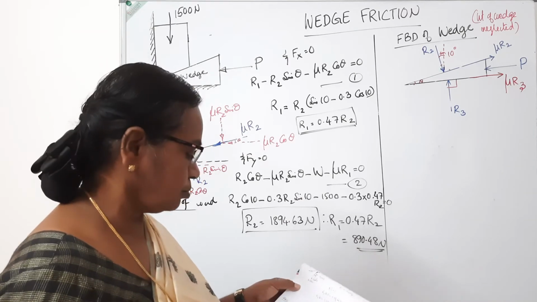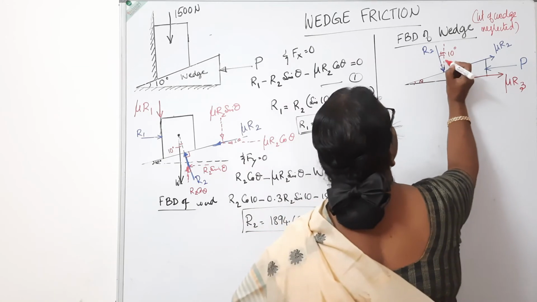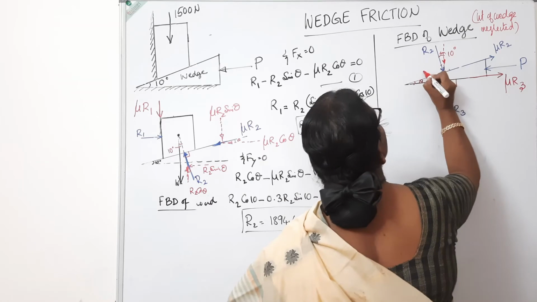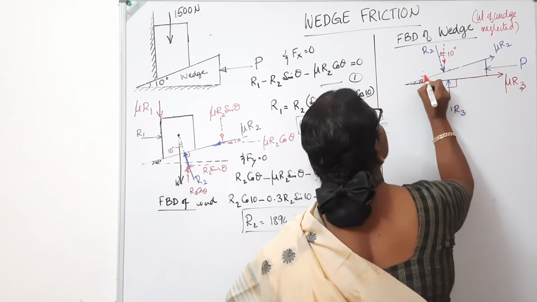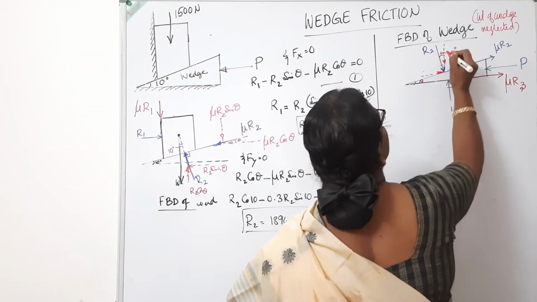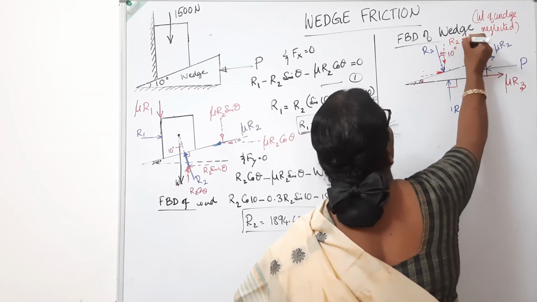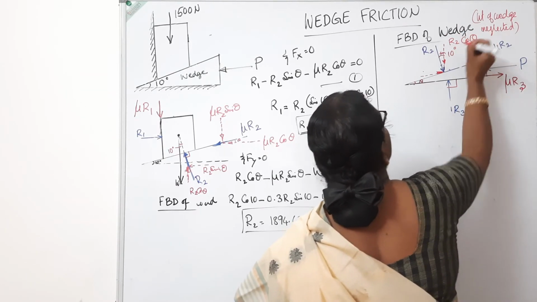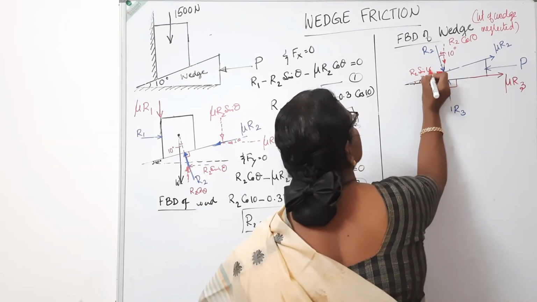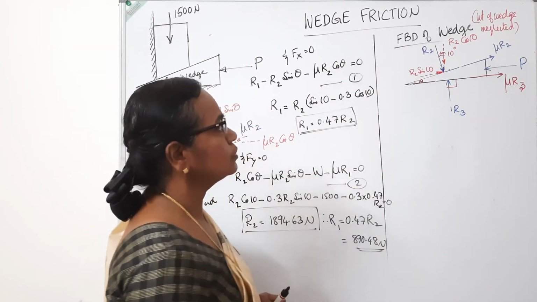So we have to resolve the two. How do you resolve it? This is the vertical component acting in this direction, and this will be the horizontal component. The vertical component will be R2 cos 10, and the horizontal component will be R2 sin 10. So R2 is resolved into two, R2 cos 10 and R2 sin 10.